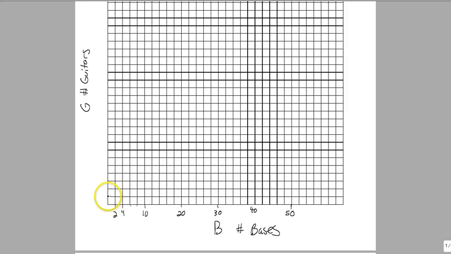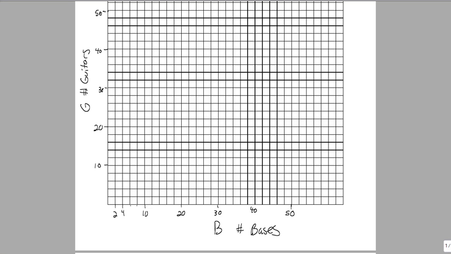So I did the same thing in this direction. We got 10, 20, 30, and 50. Okay, so there is my grid.